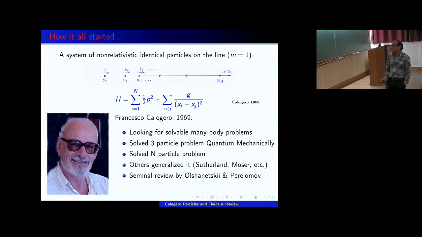But for me it's also fascinating that the name of this model, Francesco Calogero, is an Italian physicist from Sicily, and his last name Calogero is also used as a first name in Sicily, and it's a Greek name, and it means monk. So whenever I talk about the Calogero model, I cannot help thinking about monks moving on a line, trying to avoid each other, and all that.